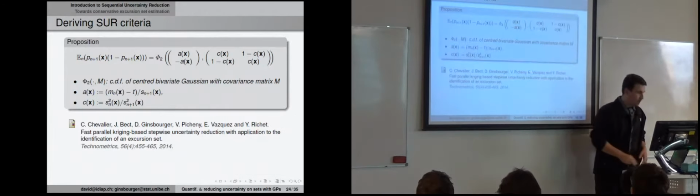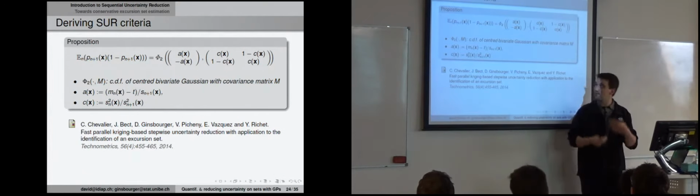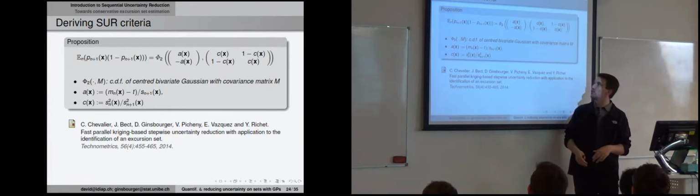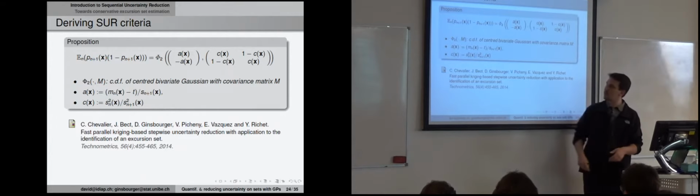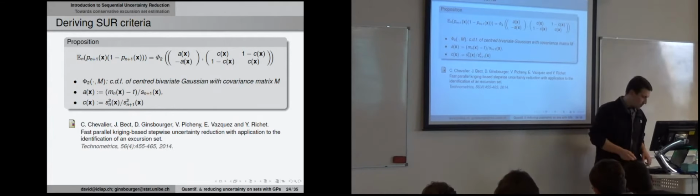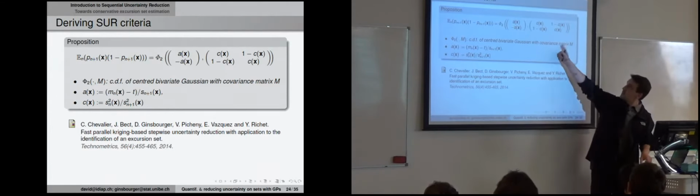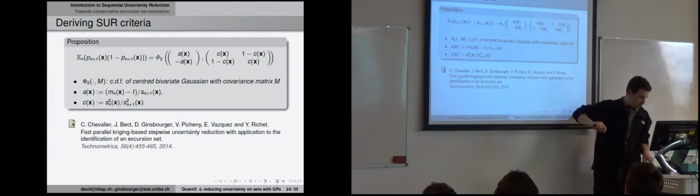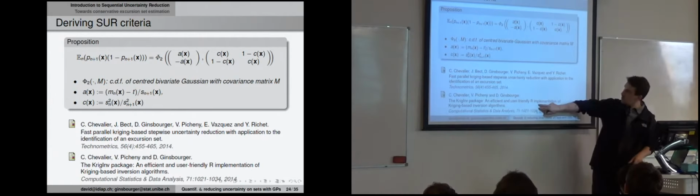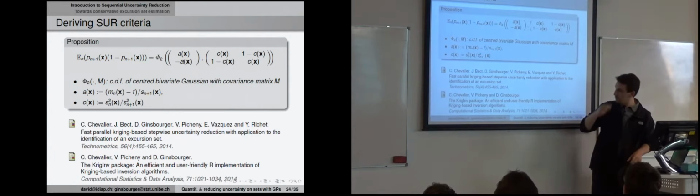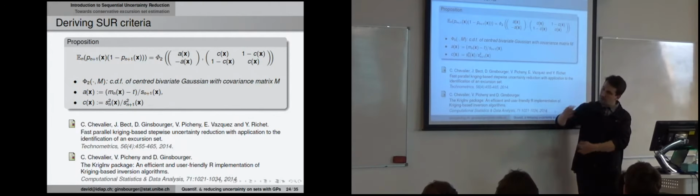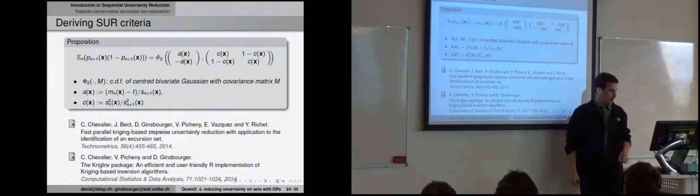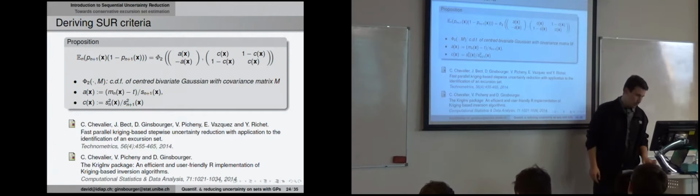And then after a while, we ended up little by little finding analytical formulas or semi-analytical formulas for quantities arising in this criteria. There was a paper in Technometrics in 14 presenting this, and also a batch sequential version of that, and also a package called KrigInv, and there is a tutorial paper from 2014 that presents this kind of criteria and how you can use them, maximize them, and how our codes are working.